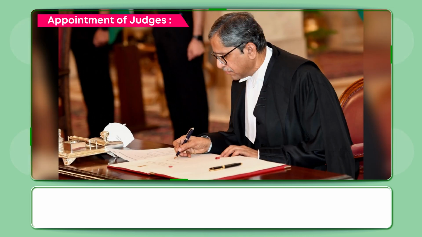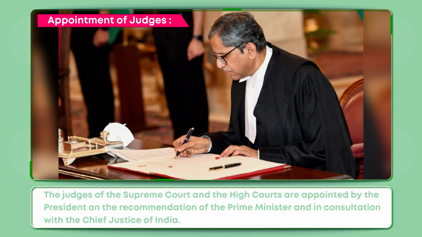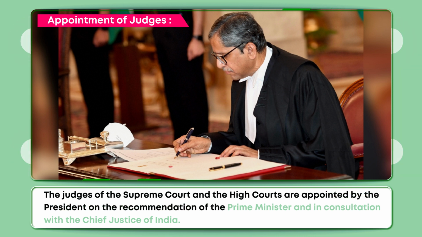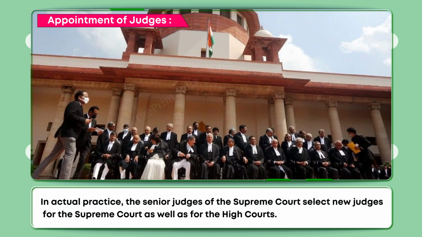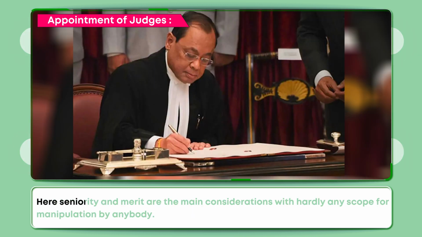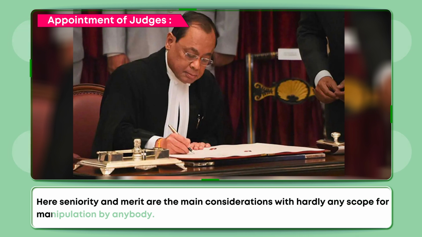Appointment of judges. The judges of the Supreme Court and the High Courts are appointed by the President on the recommendation of the Prime Minister and in consultation with the Chief Justice of India. In actual practice, the senior judges of the Supreme Court select new judges for the Supreme Court as well as for the High Courts. Here, seniority and merit are the main considerations, with hardly any scope for manipulation by anybody.